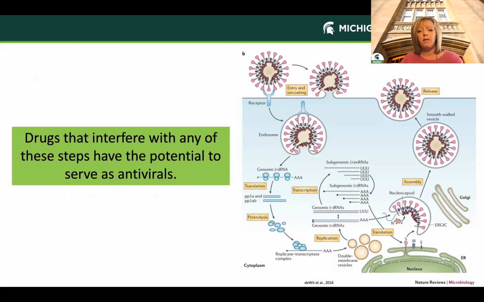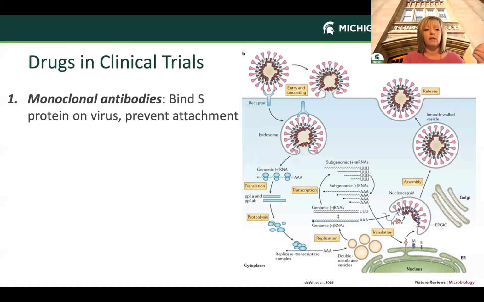So thinking about that viral life cycle, we can look at some of the drugs in current clinical trials. You may have heard a lot about monoclonal antibodies or convalescent serum that has antibodies in it. These antibodies typically will bind to that spike protein on the surface of the virus particle. If the antibodies are binding to that spike protein, the spike protein cannot interact with the receptor on the cell surface, so the virus never even binds, and you don't even start the virus replication cycle.